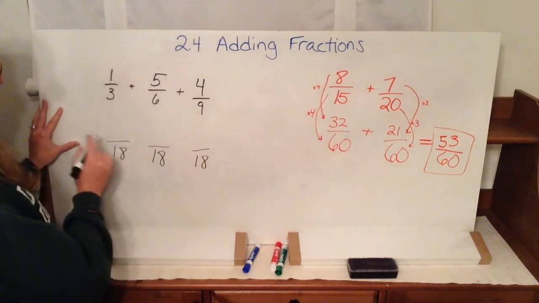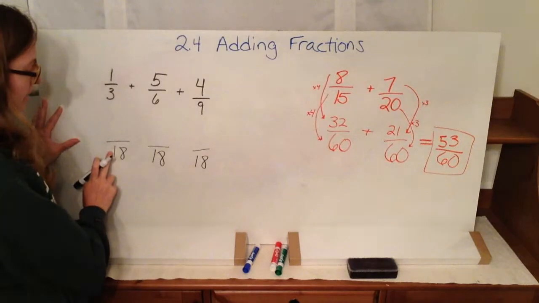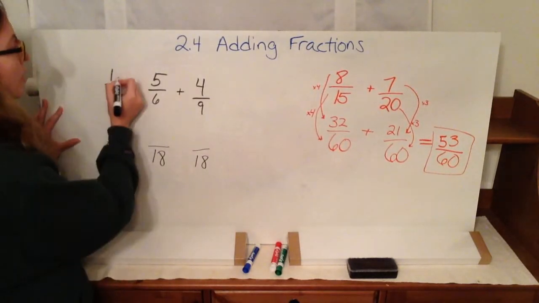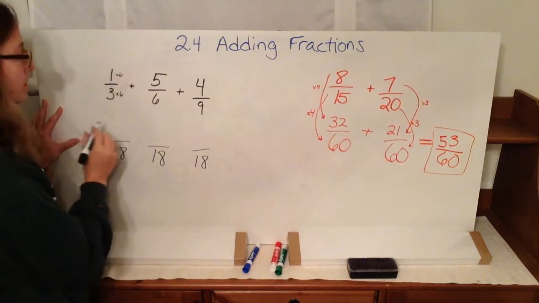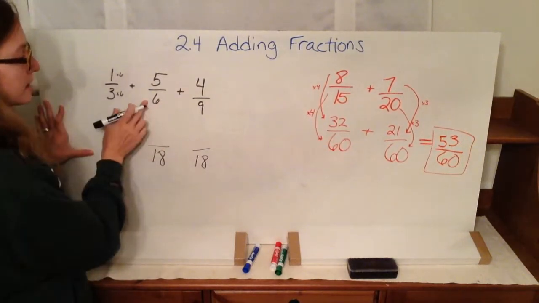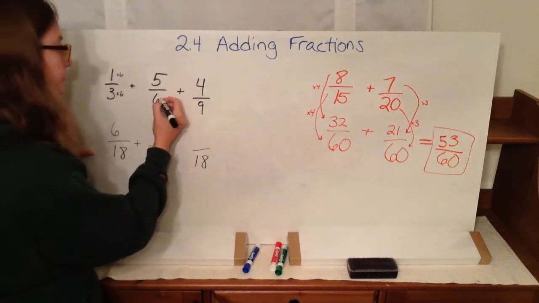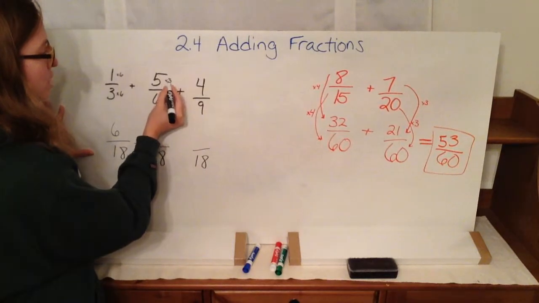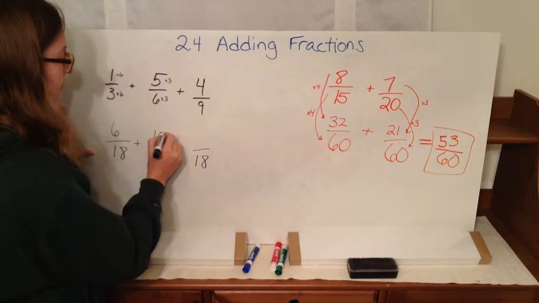Okay. So what I need to ask myself now is, what did I multiply 3 by to get to 18? I multiplied 3 by 6. So I must do the same thing to the numerator to keep it as the same value. 1 times 6 is 6. What did I multiply 6 by to have 18 be the result? I multiply it by 3. So I must do the same thing to the top to keep the fraction the same value. 5 times 3 is 15.